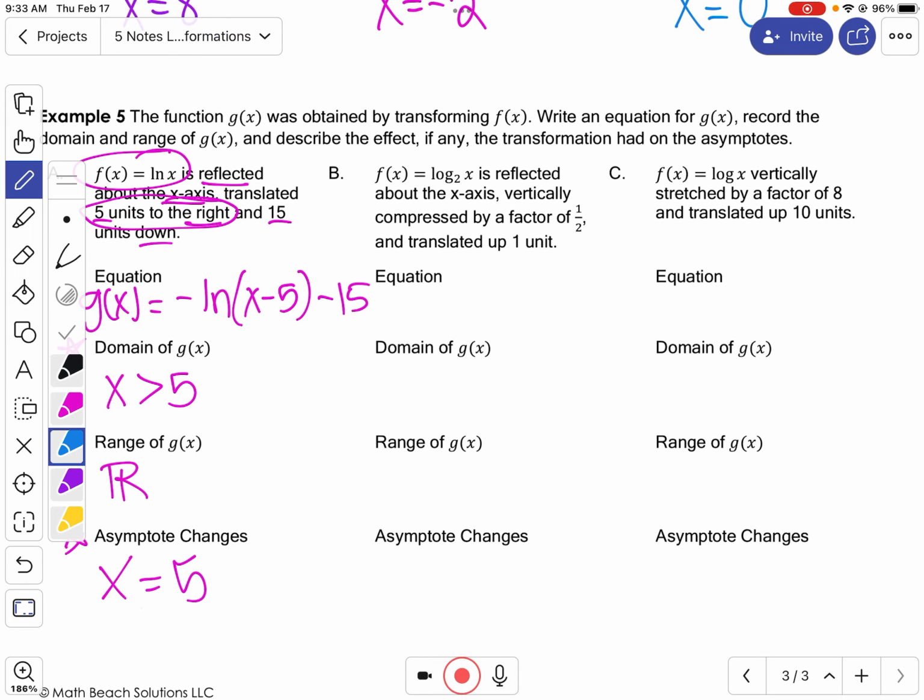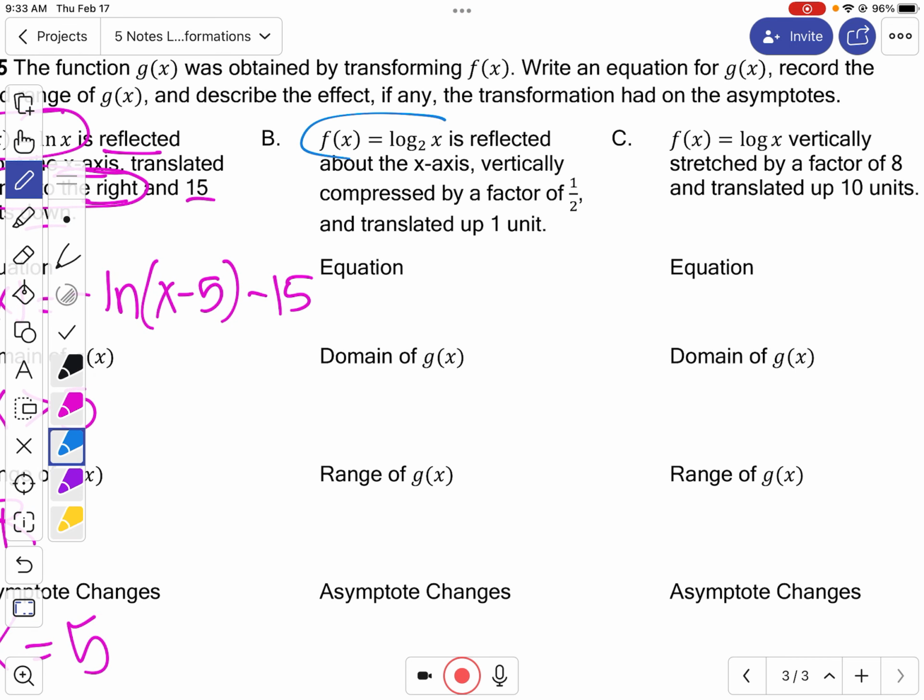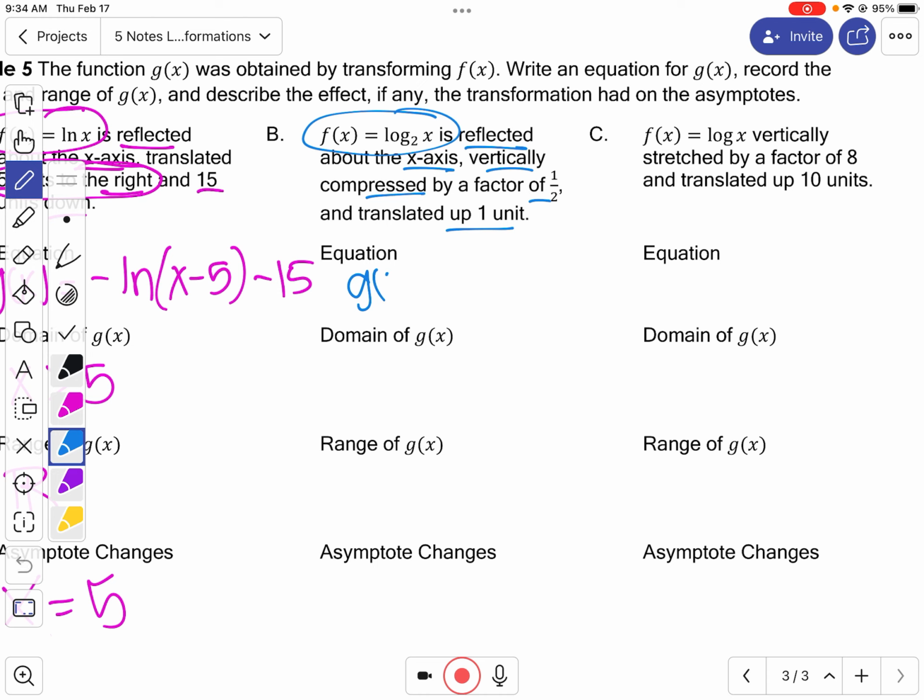Okay, so B. Starting with log base 2 of x, it's reflected over the x, vertically compressed by 1/2 and up 1. So the negative is the reflection. Vertically compressed means that number needs to go in the front of your log. And I have a log base 2 of x because that's my original. Since I don't have a horizontal shift, I don't need parentheses, and then I need to add 1 because I'm going up 1.